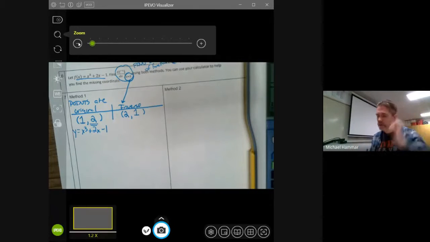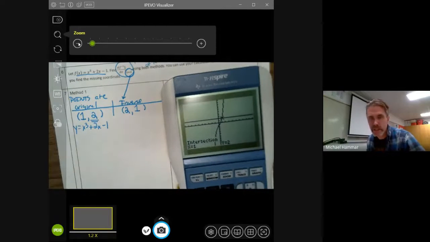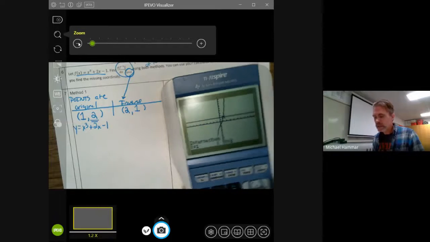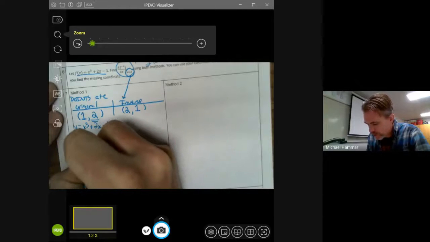So this is always the first thing you need to do when you are going to figure out the derivative of inverses. You need to know what your original point is, and you need to know what your inverse point is. So let's go through method 1. Method 1 is the interchange method.